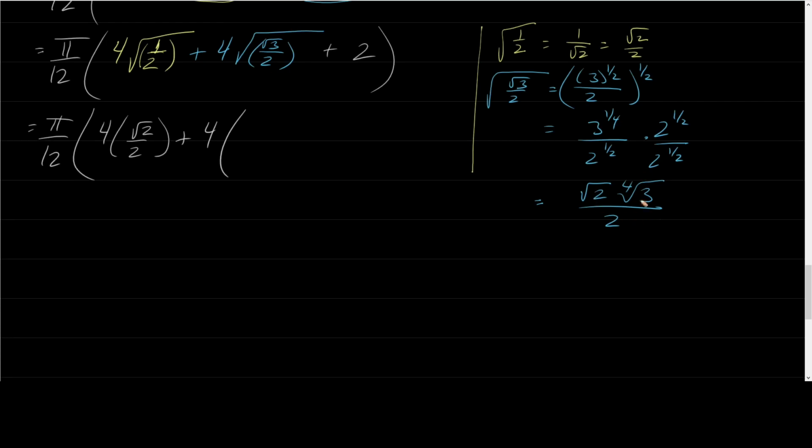Actually, let's rewrite that a little bit more. No, I guess I really can't. Now it's written. So I'm going to have here radical 2 times the 4th root of 3 over 2, and then that plus 2.